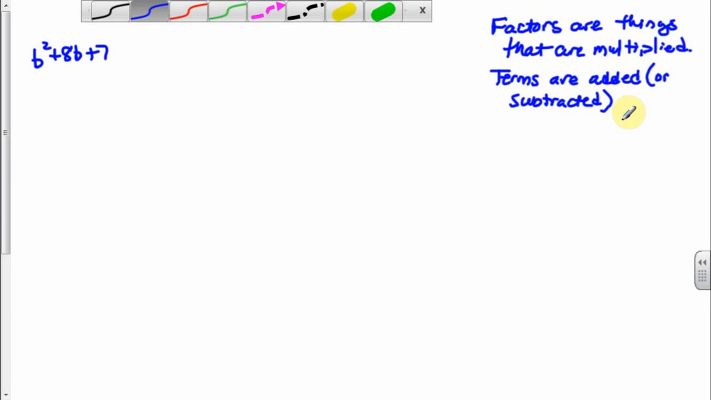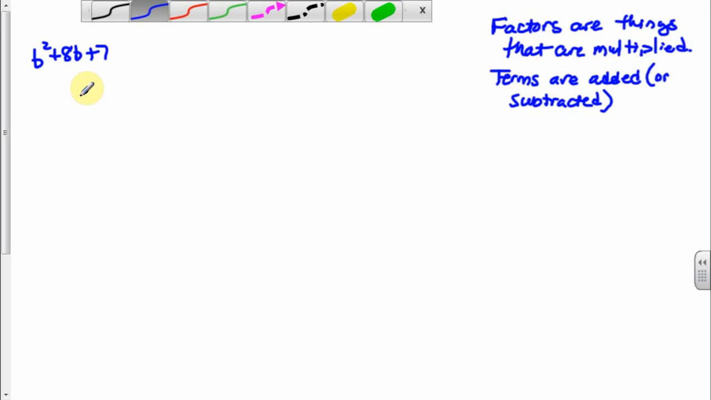Okay, and I put "or subtracted" in parentheses because technically speaking, terms are added. Subtraction is defined as adding the opposite. So I always say that because I don't want anybody to think it's not a term if it's got a minus sign in front of it. So what you're looking at here are 3 terms. This is a trinomial, okay? 3 terms that are being added or subtracted.